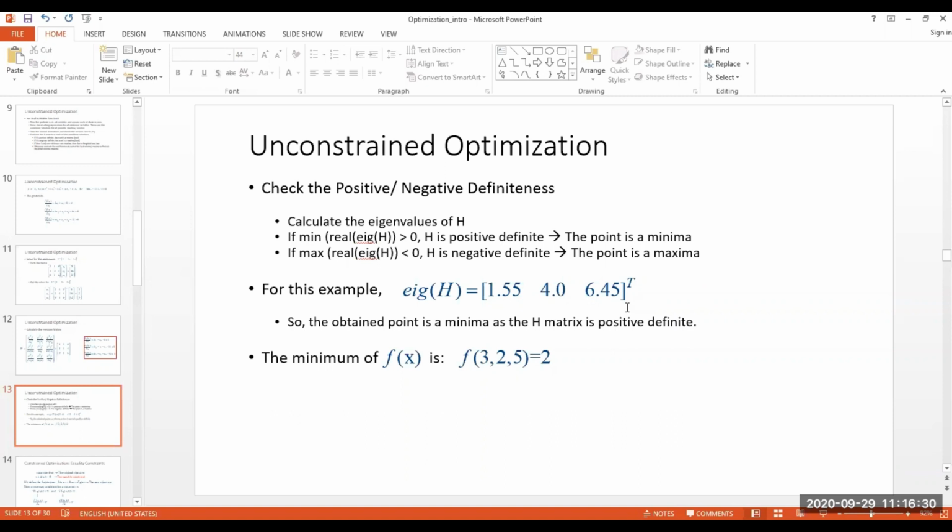Yes, sir. Yes, why? Sir, there is only one solution. Yeah, you only have one candidate solution. So this is the local minima as well as the global minima.